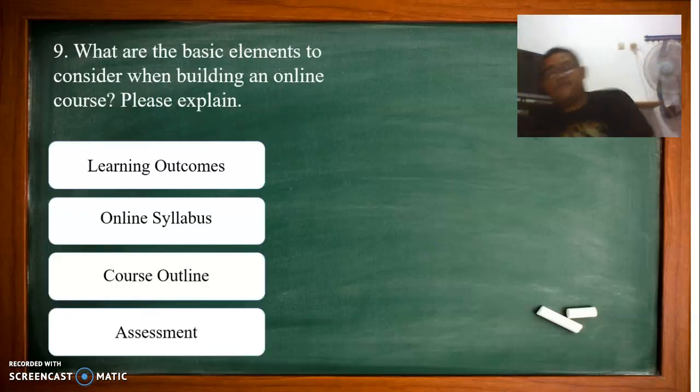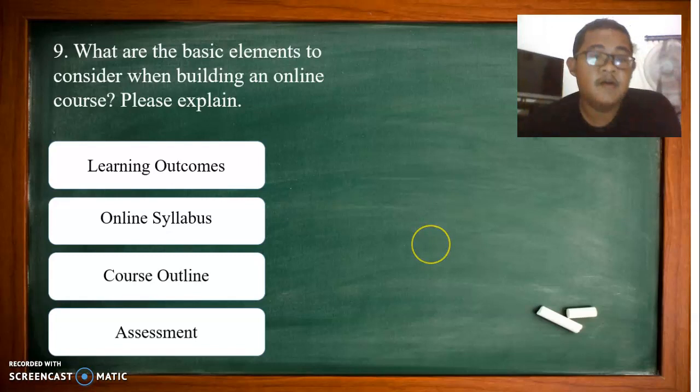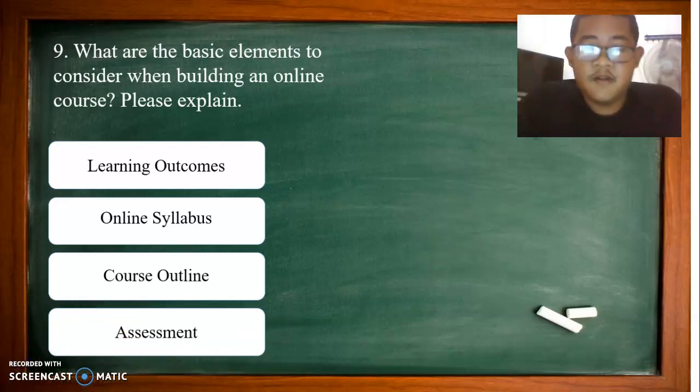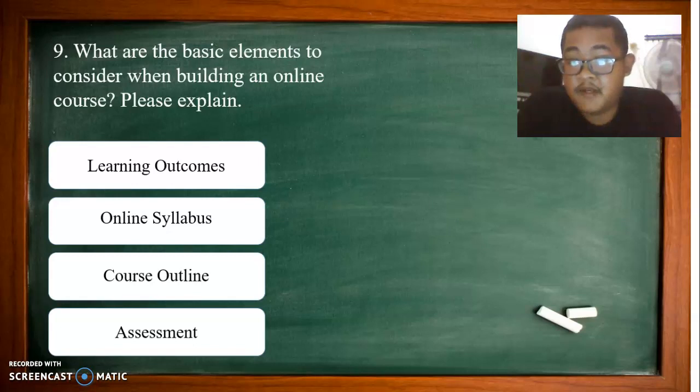And number 5. What are the basic elements to consider when building an online course? Please explain. Learning outcomes are basically like the core in the process of creating courses and programs that are needed to build these courses. It basically guarantees that it would be as effective and as rigorous as the on-site equivalent.